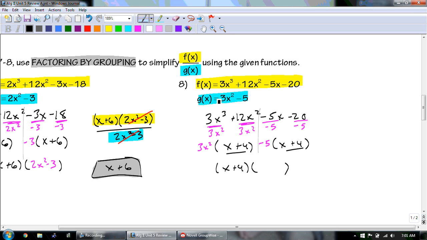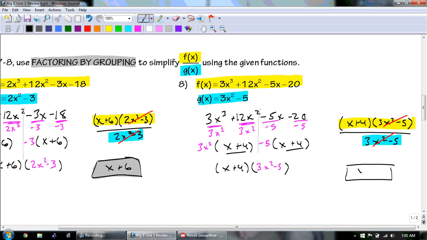So I have x plus 4, and then our other binomial is 3x squared minus 5. I'm going to put those together. Oh, not pink, black. There we go. So we have (x plus 4)(3x squared minus 5). That is my f of x that we just factored, and I'm going to divide it by 3x squared minus 5, which is my g of x, and then I notice that those cancel, and my final answer, what I'm left with, is x plus 4.